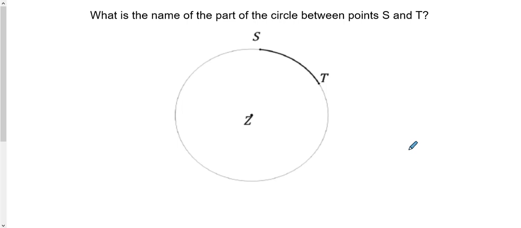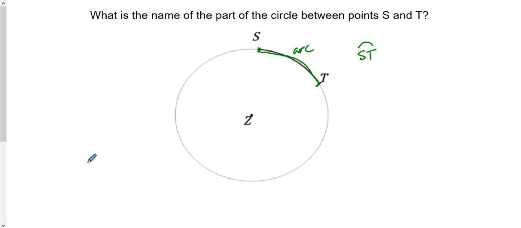So first thing they say is, what is the name of the part of the circle between points S and T? And you guys should have learned these in geometry. This is called an arc, A-R-C. This one is technically called a minor arc because it's less than half the circle, but we don't really care that much about that here in this class. We're just going to call it an arc. And if you remember back in geometry, you called it arc ST. So we're talking about the distance from here to here along the curved surface of the circle.